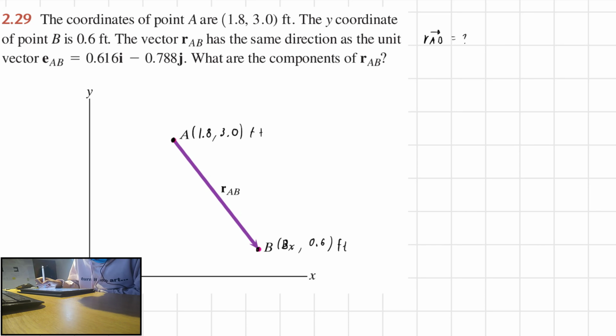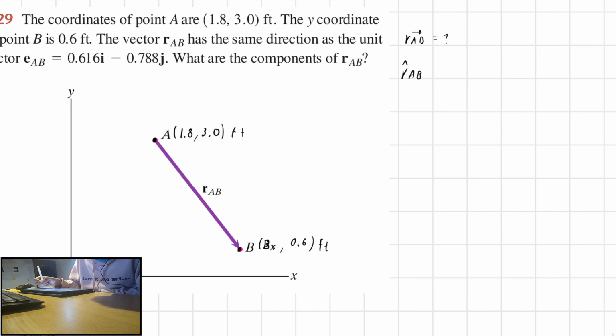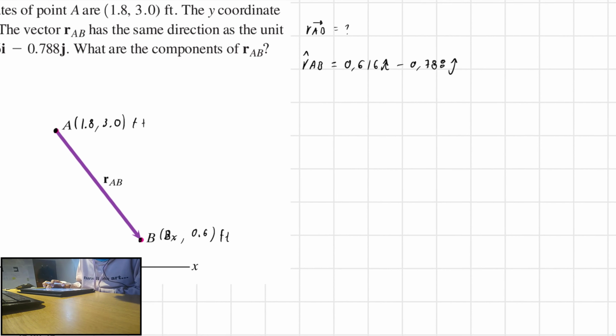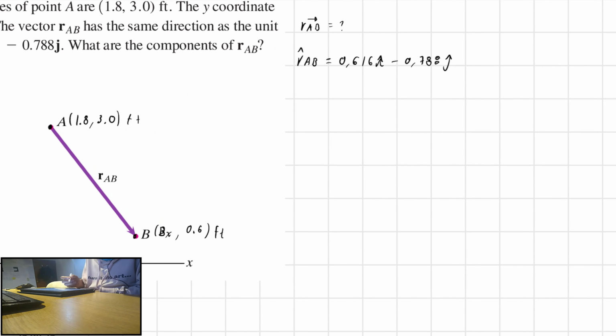Given to me, I don't like to use this nomenclature because I'm not used to it. So I'm going to change it to the same thing, but using a little hat above the letter. Alright, so I have that the unit vector is equal to 0.616 on the I and minus 0.788 along the J direction. Basically, what they are asking me to do is to find Bx.